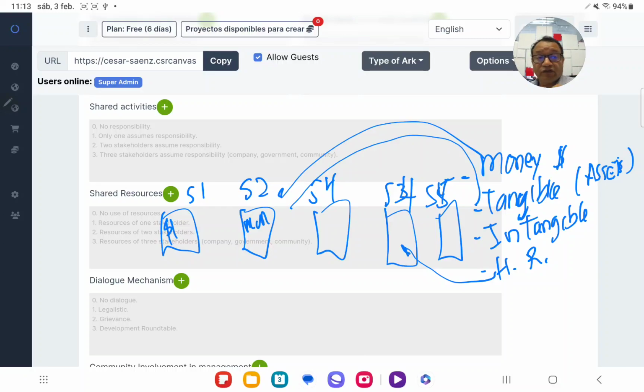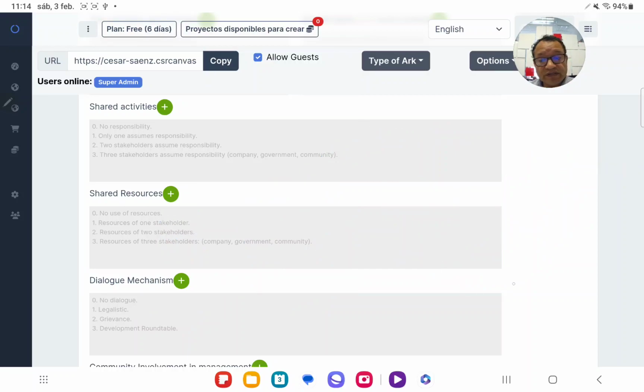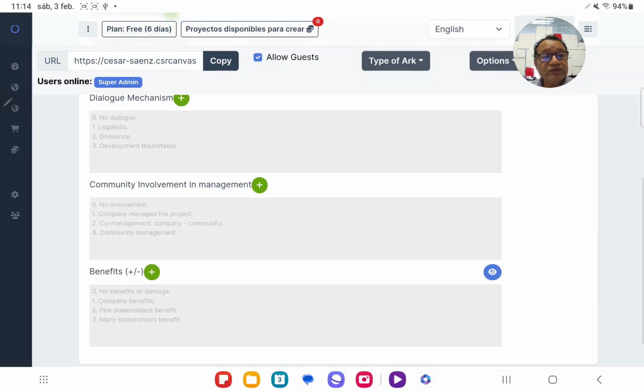Okay, and then you have the dialogue mechanism that the company uses with the different stakeholders. For instance, here we have 4 options also. No dialogue at all, a legalistic dialogue, grievance, meaning they dialogue because there is a complaint, and finally a development roundtable. So they decide to work in a development roundtable. Okay, let's go to the last 2 elements.